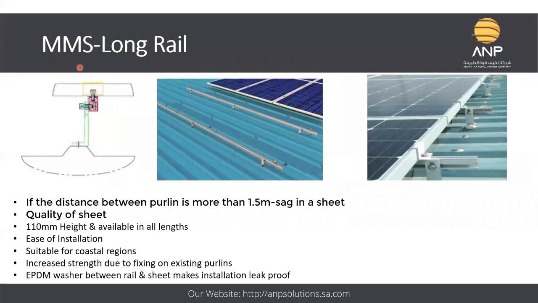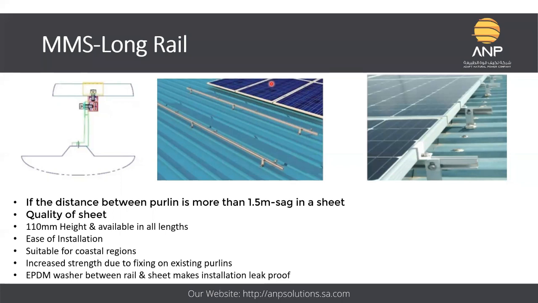Another type of structure is a long rail. For example, if the distance between the purlins in the existing structure is more, for example more than 1.5 meter, there is a chance that there will be a sag in the sheet. And if the quality of the sheet is not that good, then in that particular case you don't have any option but to go for long rail type of installation. The cost of long rail is a bit more as compared to short rail. But if the scenario is like this, where the distance between the purlins is more and the quality of the sheet is not good, then you have to go for long rail type of installation.